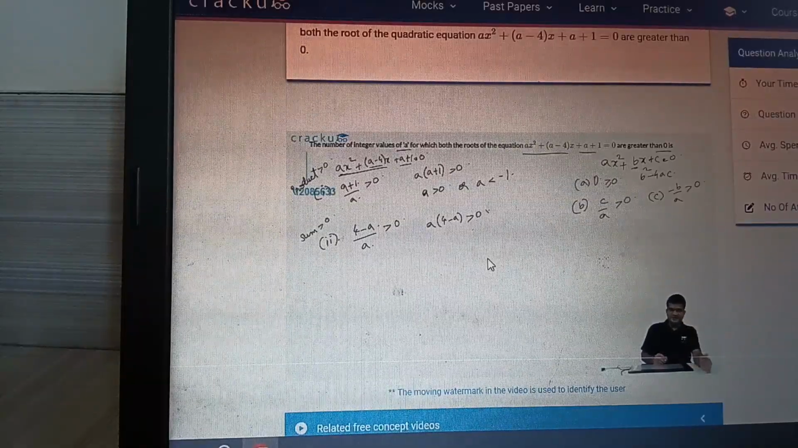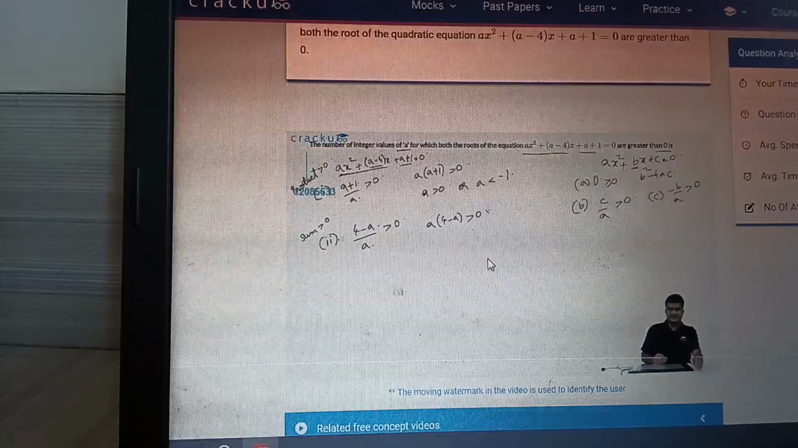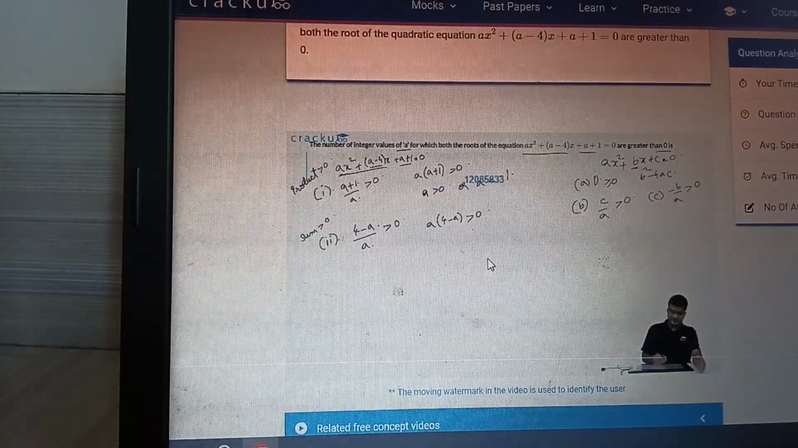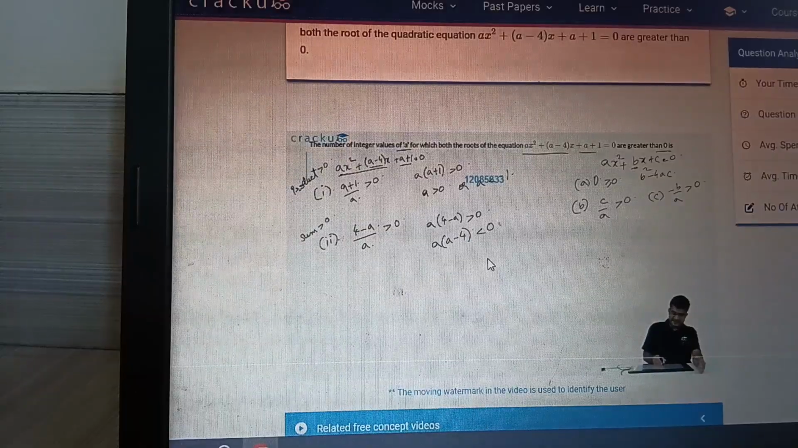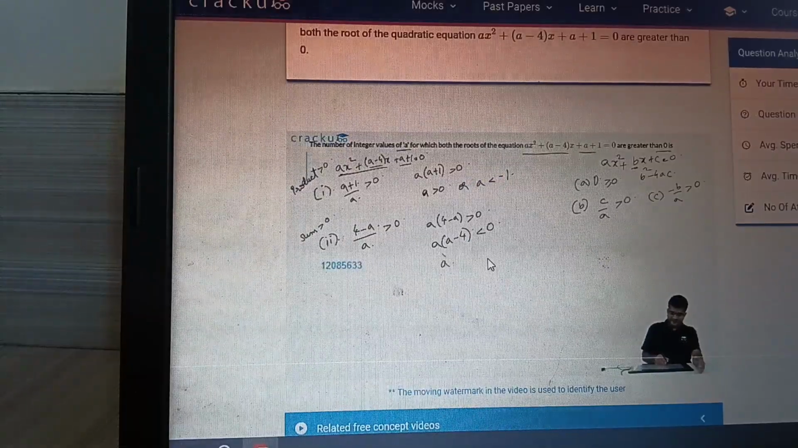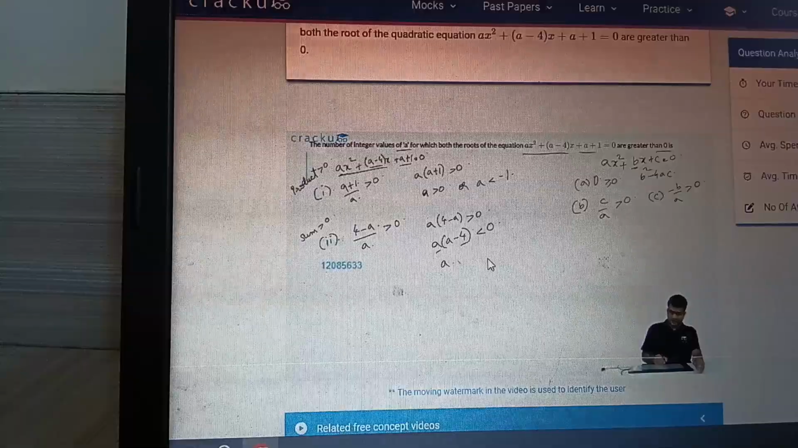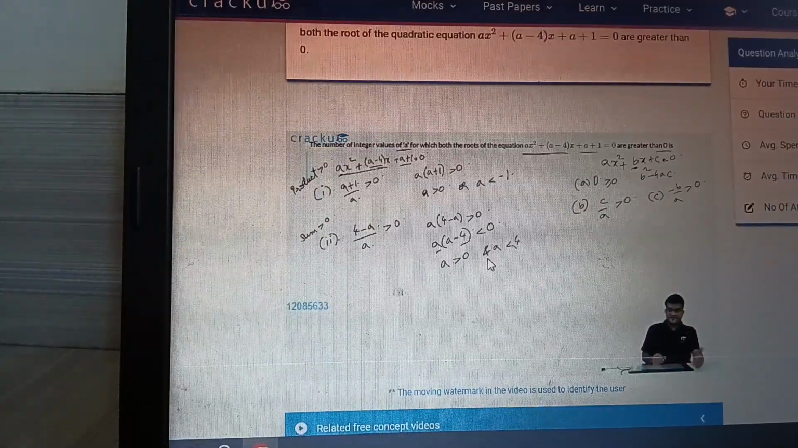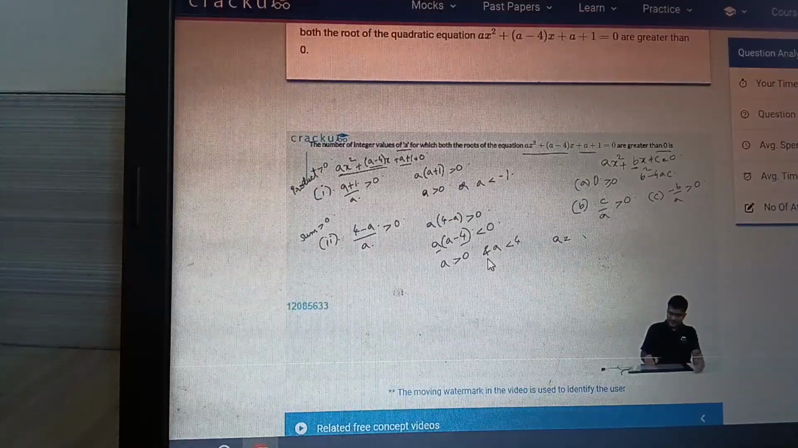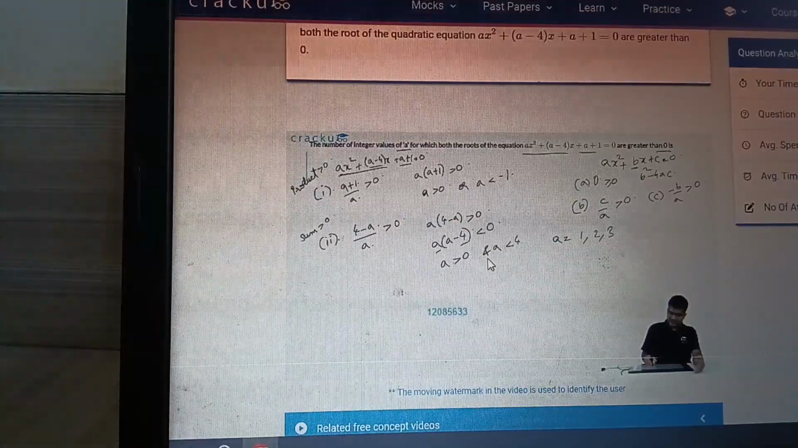If you multiply both sides with minus 1, as it is less than 0, the sign of the inequality will change. So this will become a into (a minus 4) less than 0, or the value of a will lie between 0 and 4. So a has to be greater than 0 and less than 4. As a is an integral value, the only possibilities are a is either 1 or 2 or 3.